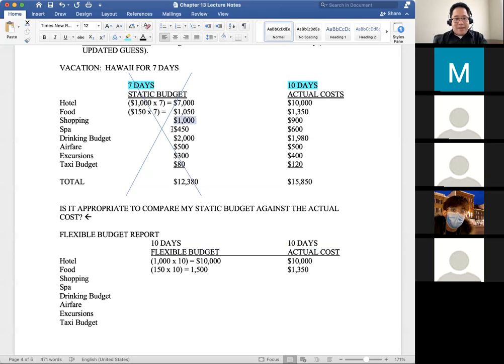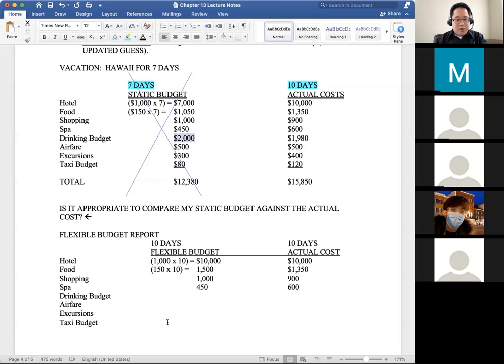Shopping is like one amount, so that's not going to change. So we'll just leave it the way it is. So shopping is still 1000. The actual is 900. Okay. Spa is a fixed amount, like it's just one number. So spa, we'll just leave it at 450. And I actually spent $600 at the spa.